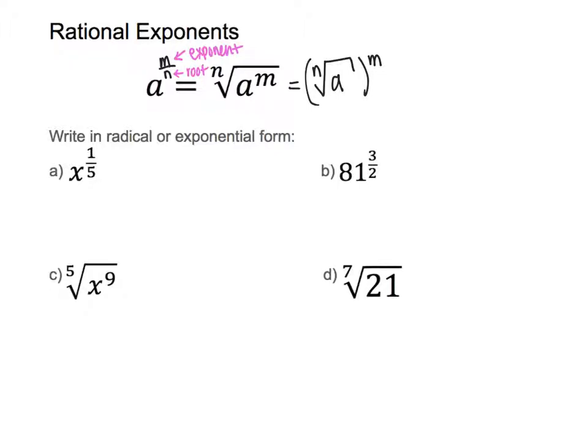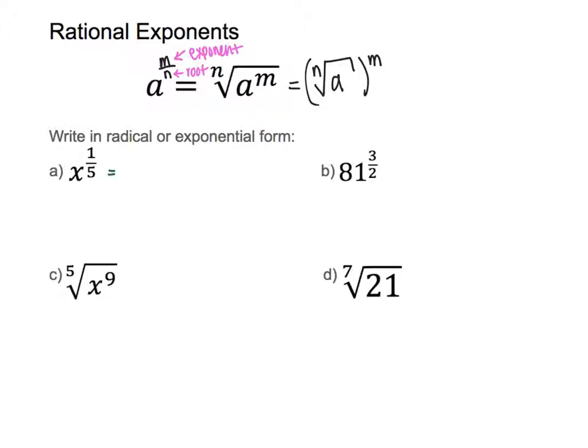So it says here to write the radical or the exponential form. So you can see here I have these two that are both exponential forms because they have an exponent. And that means we have to write it as a radical form instead. So let's try it out.